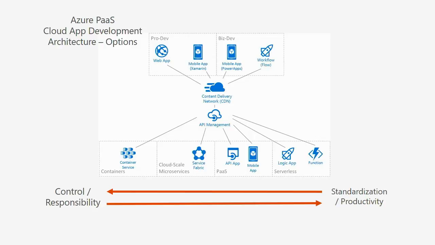I don't need to patch the operating system. I don't need to worry about high availability. I don't need to worry about routing network traffic for failover and all of those sorts of things. That's all handled by the platform, but I do have a little bit of management control over the server infrastructure that's running my application. So we're getting a little bit more control, and we're taking on a little bit more responsibility for the running of the application. Then we move to something like Service Fabric.